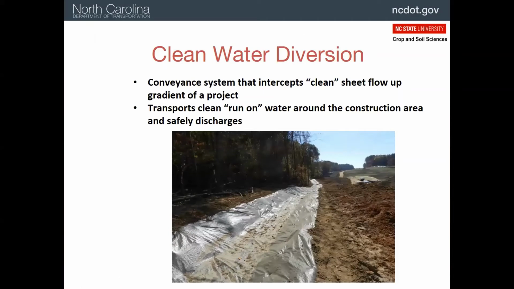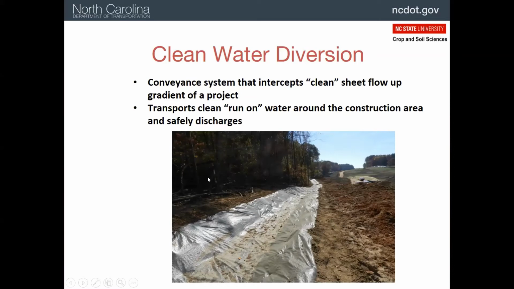We also have a clear water diversion, a relatively new practice and really an excellent practice we have on DOT projects. So basically the concept is we've got clean water coming out of, let's say, an adjacent wooded area that is heading towards our project. Well, two reasons why we don't want it to get on the project. One is it's clean, and once it gets on the project, it won't be clean anymore. And secondly, we don't want to have to handle out here on our project all the water coming off the adjacent area.